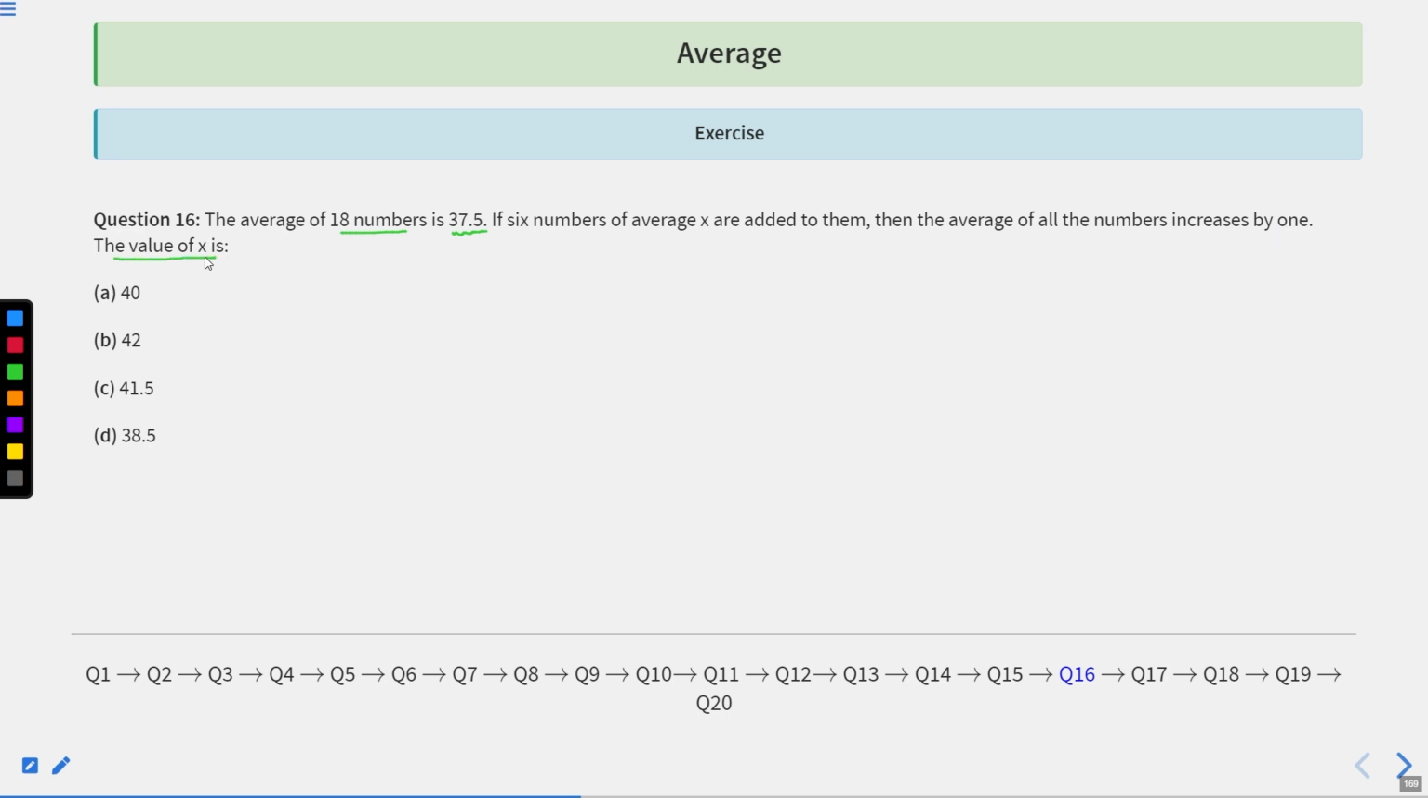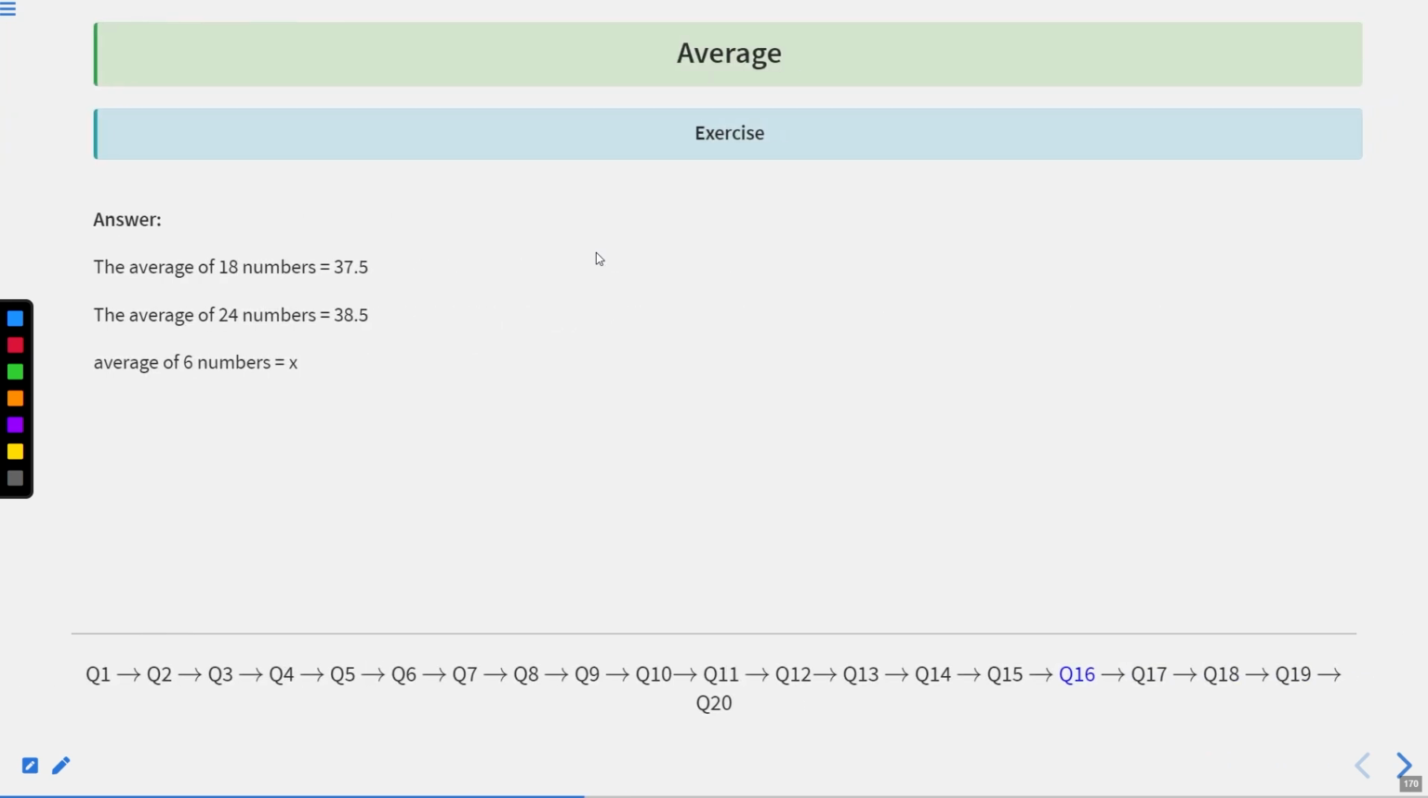So we have 18 numbers and their average was 37.5. And we add 6 more numbers to the 18 and the new average increased by 1. And those 6 numbers had average x. So we are interested, it is actually asking for the average of those 6 numbers that were added. So it is very much similar to what we studied in the previous question.